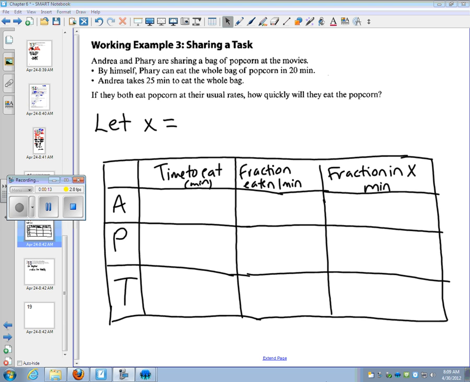By himself, Fari can eat the whole bag of popcorn in 20 minutes. Andrea takes 25 minutes to eat the whole bag.